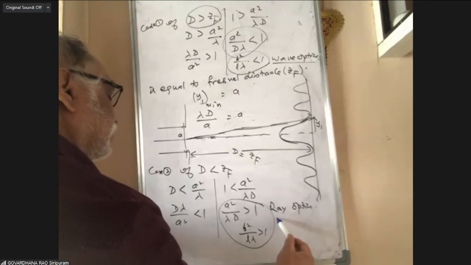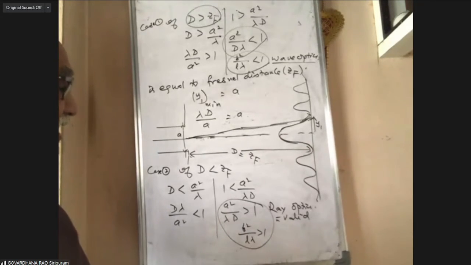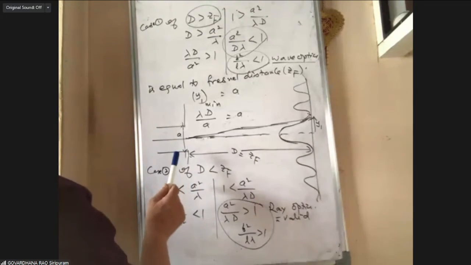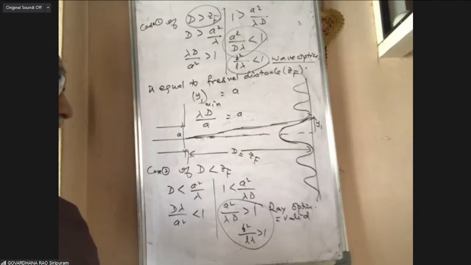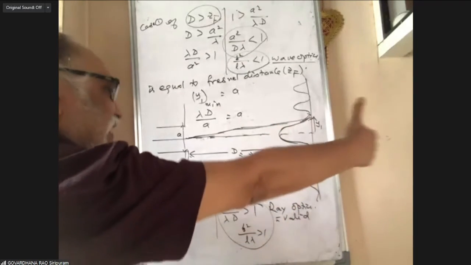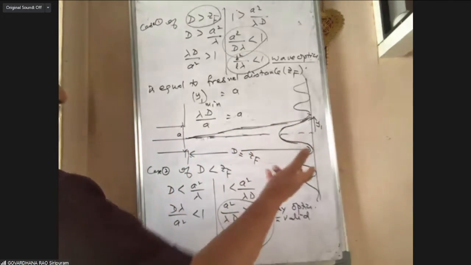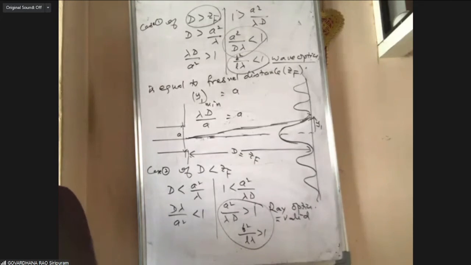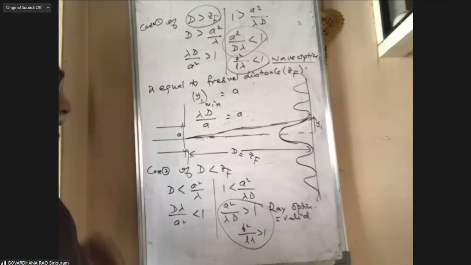So ray optics is valid. Ray optics means lenses and mirrors. When this distance is less, the same single slit will behave like rays, light rays. When this distance is very far, the light behaves as a wave. You will get diffraction. Understood? Yes, sir. So this is the complete diffraction. Over. Next, coming to resolution.